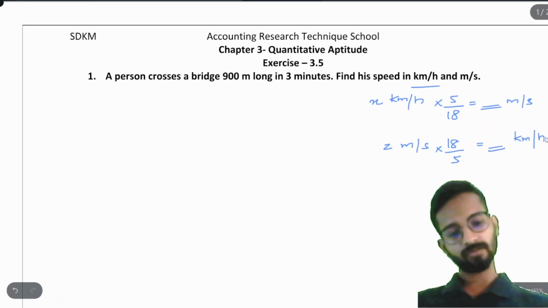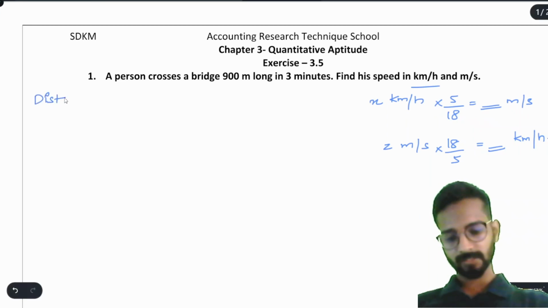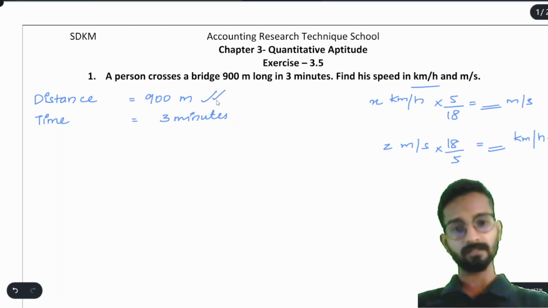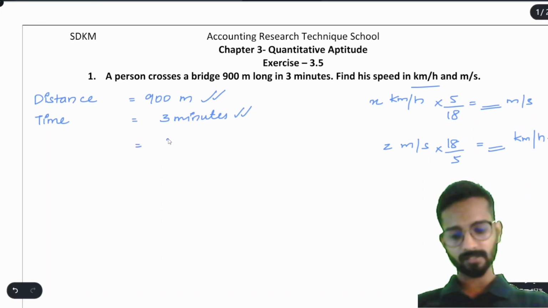Simple enough. Now what is given in the question? It says a person is crossing a bridge of 900 meters. So I can say distance is equal to 900 meters. Time taken is 3 minutes. What is the speed? See, this is in meters, this is in minutes. So first you have to convert it into seconds. So you can say 3 into 60, that is 180 seconds.